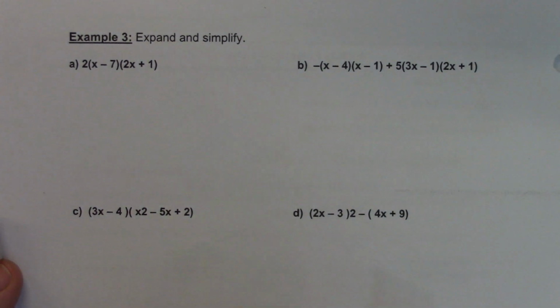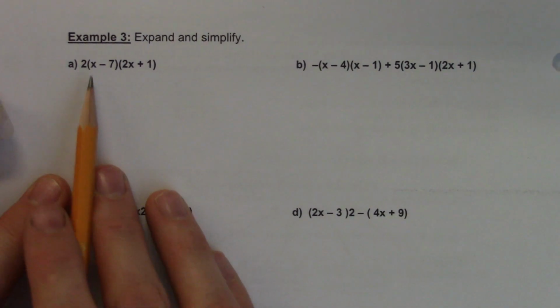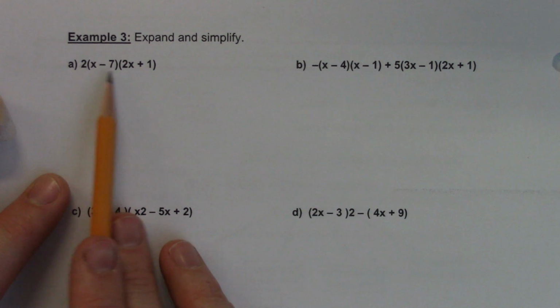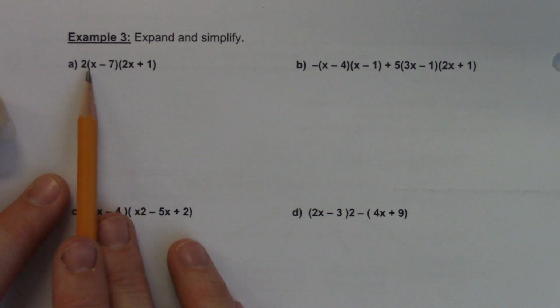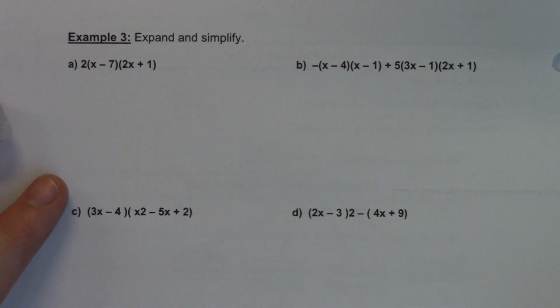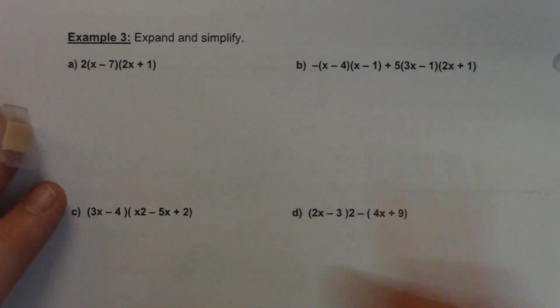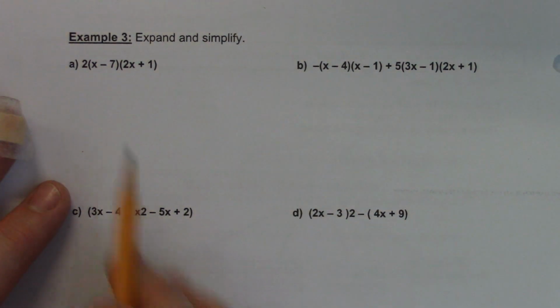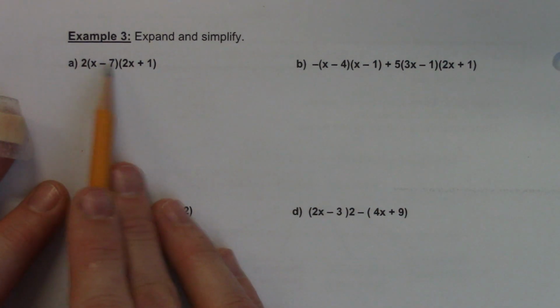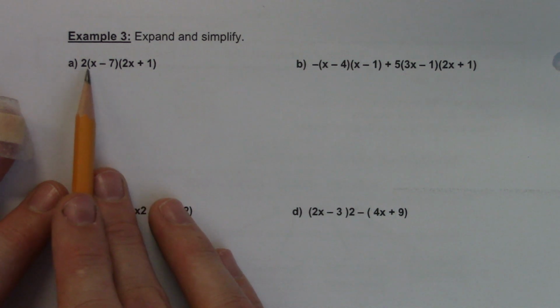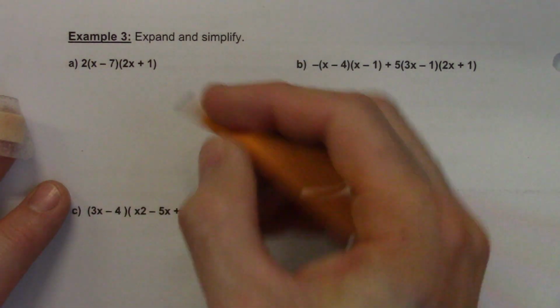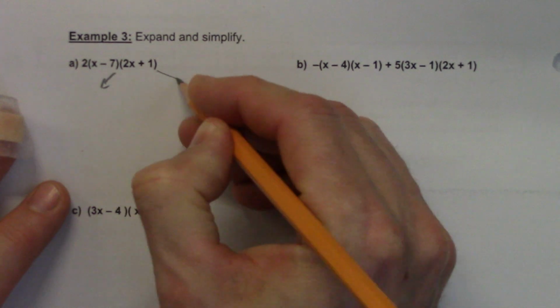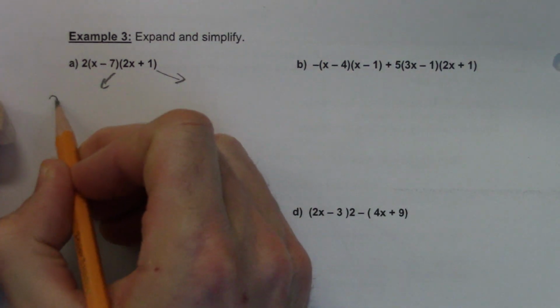Expand and simplify. Okay, so now we have something else going on. We don't just have our regular thing happening. We have a 2 that's been introduced. Let me just explain it first. So you can do this two ways. You can put the 2 into the first bracket only. Here, I'm going to show you 2 ways to do this. Okay, you can either do it like this.